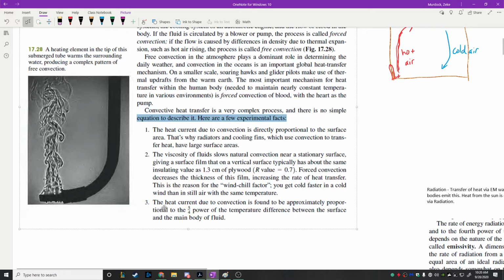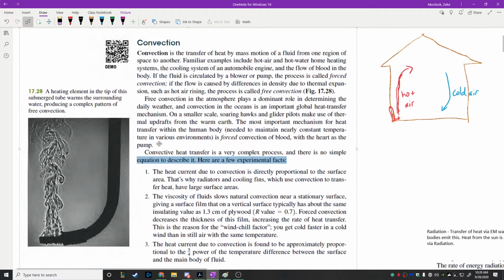And then some things about heat current due to convection, which is found to be approximately proportional to the 5/4 power of the temperature difference between the surface and the main body of the fluid. I don't know what that's supposed to mean. All you need to know about convection in terms of this course, and maybe as you go on, is just that it's heat transfer by motion of mass, by moving mass around, whether that be due to a pump or due to how hot air naturally rises and stuff like that.